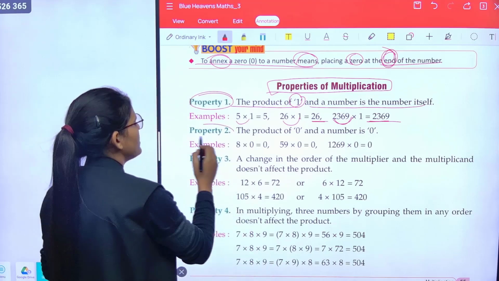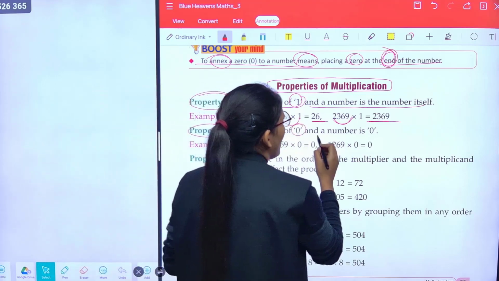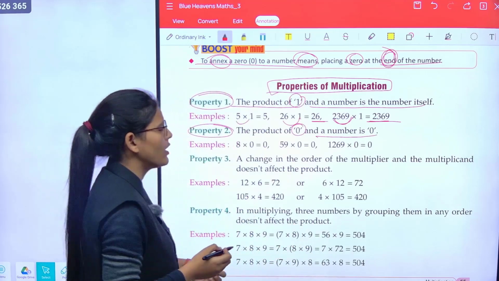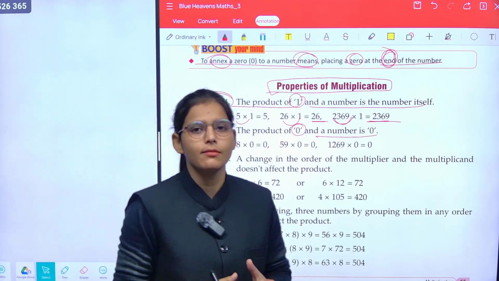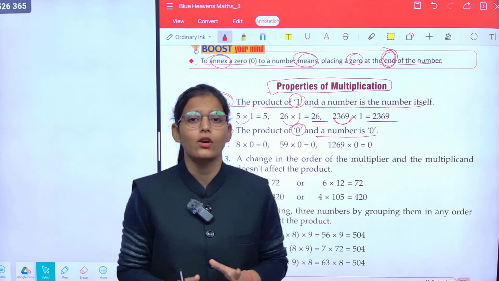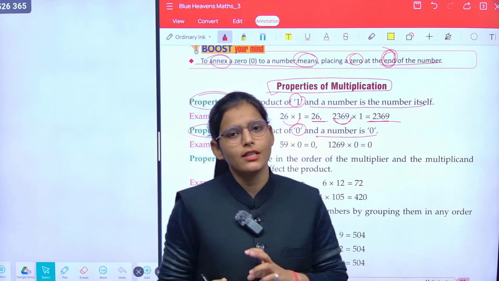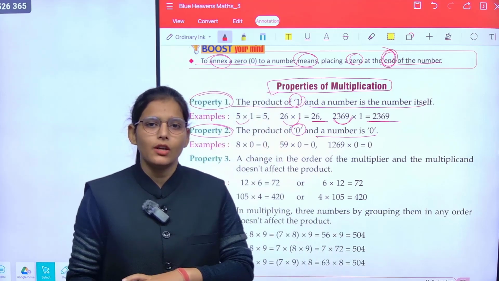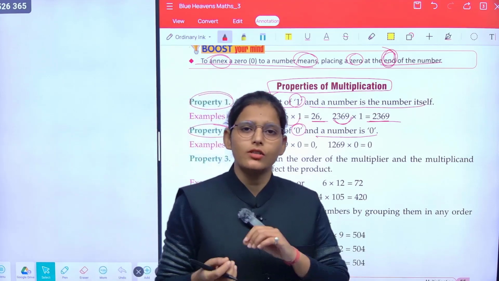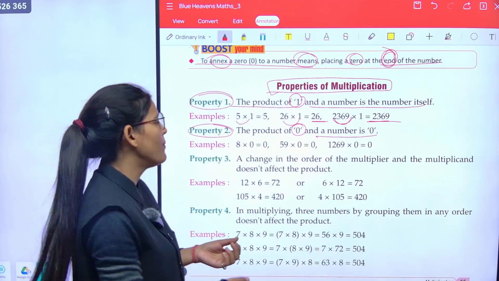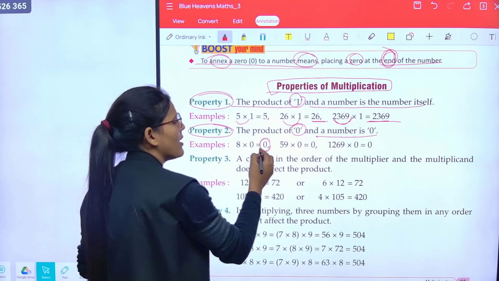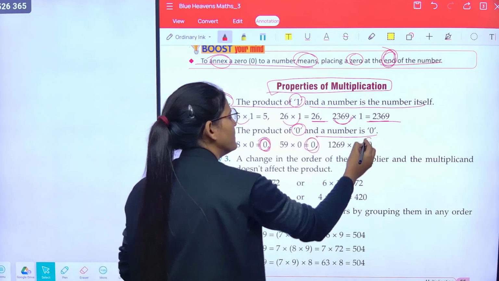Okay, now property 2: the product of 0 and a number is 0. अगर हम मल्टीप्लाई करते हैं किसी भी नंबर को 0 से तो हमारा प्रोडक्ट 0 ही होगा. लाइक 2 मल्टीप्लाई बाय 0 is 0, 15 मल्टीप्लाई बाय 0, 89 मल्टीप्लाई बाय 0 इज इक्वल टू 0. अगर हम किसी भी डिजिट को 0 से मल्टीप्लाई करते हैं तो हमारा प्रोडक्ट 0 ही होगा.